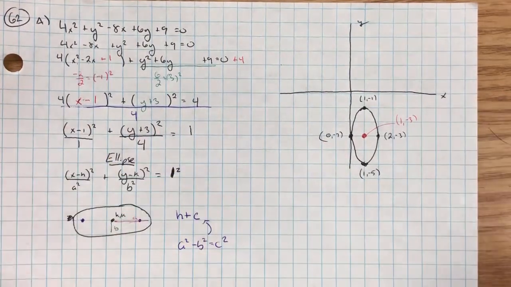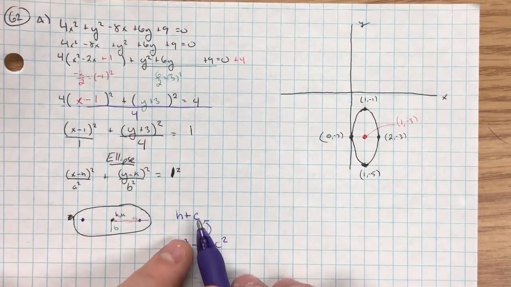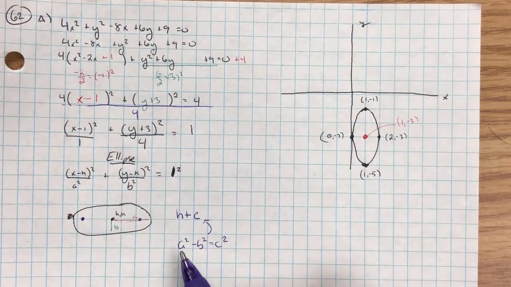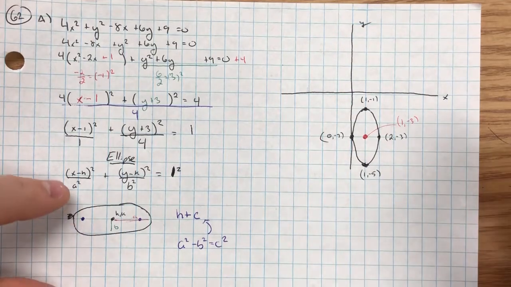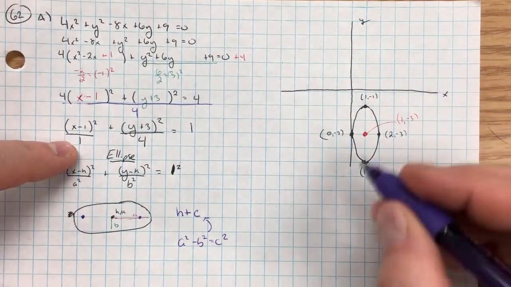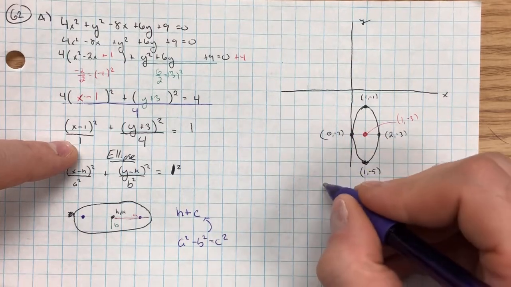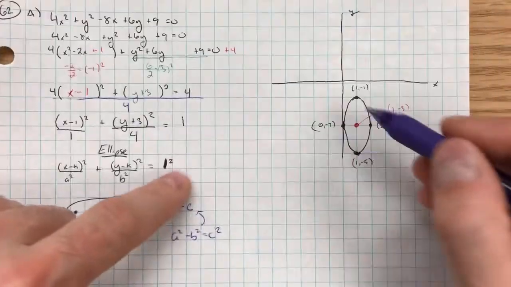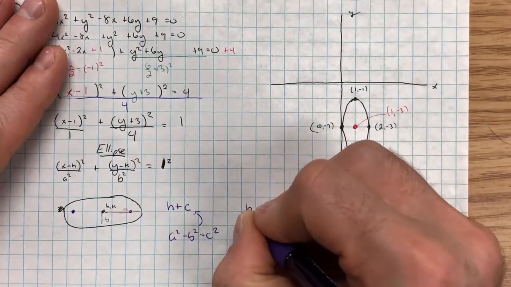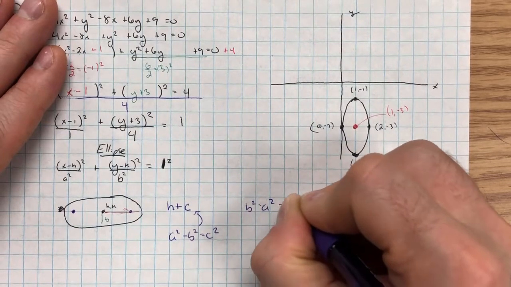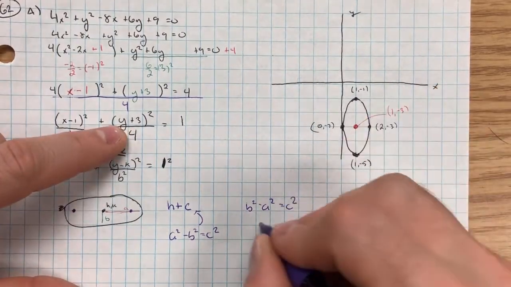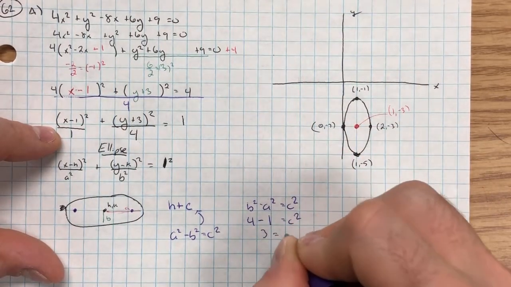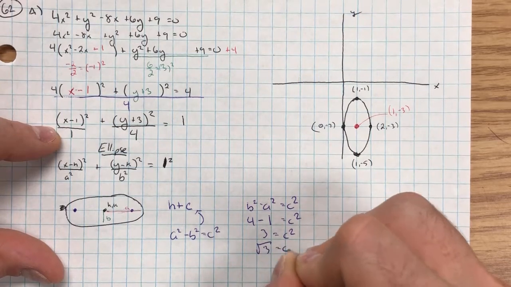And the last thing is I need to label my foci, which I don't exactly know what my foci are right now. Because my foci are going to be up here, I'm still going to take a squared minus b squared. In this case, if I try and do a squared minus b squared, that will give me my foci out to the side. I'm going to flip it because it's a vertical ellipse. I'm going to take b squared minus a squared, which will give me c squared. B squared is 4, a squared is 1, 3. So the root of 3 is c.